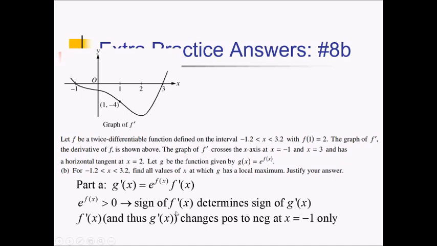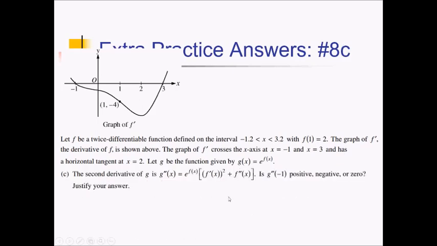Therefore, this means that the g function has a local max only at x equals negative 1. On this part of the problem, they're telling us that the second derivative of g, g double prime of x, equals all this craziness, which we probably could have figured out on our own, but it's nice of them to save us a little time and just write it out for us. So what they want to know is g double prime of negative 1: positive, negative, or 0.